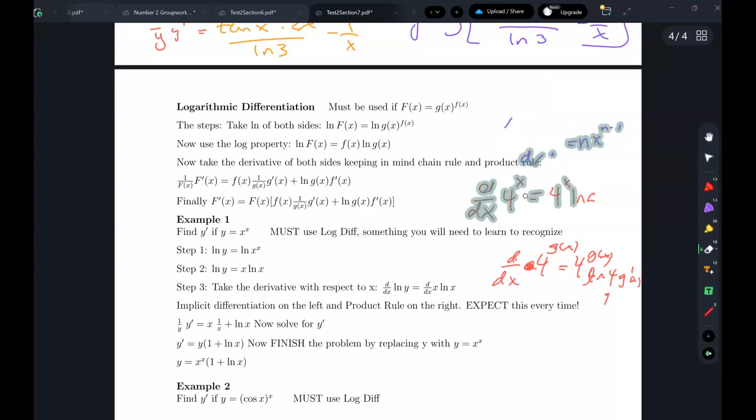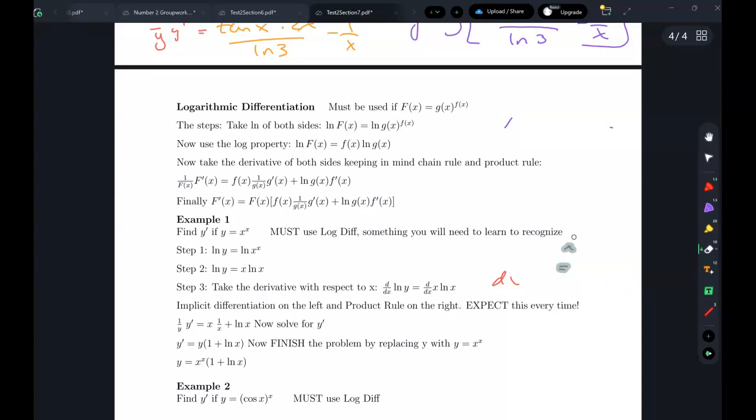What if I have a function to the power of a function? Like this. There's no rule for that. So what you must do is logarithmic differentiation. Okay, so first off, you have to recognize it. I'm not going to tell you to do it. So you have to recognize that you have a function to a function.